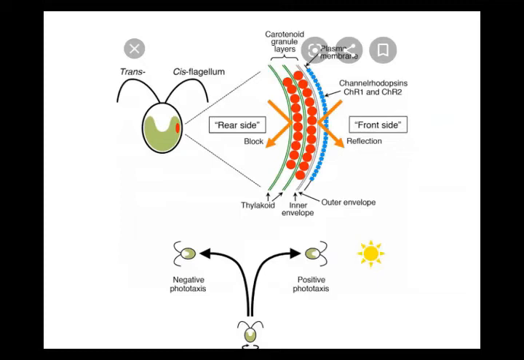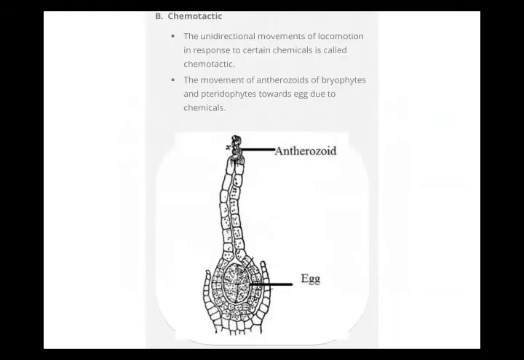This is the example of Chlamydomonas, and it shows the negative and positive type of movement. This is the unicellular plant, and the third one is chemotactic. Chemotactic movement is in the ovary.